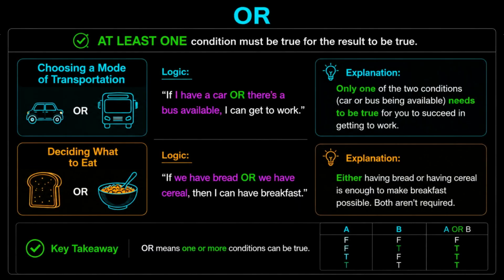Or requires just one condition to be true for the result to be true. Choosing transportation. If you have a car or there's a bus available, you can get to work. Only one needs to hold. Deciding breakfast. If you have bread or cereal, you can eat. You don't need both. Either one alone is enough.